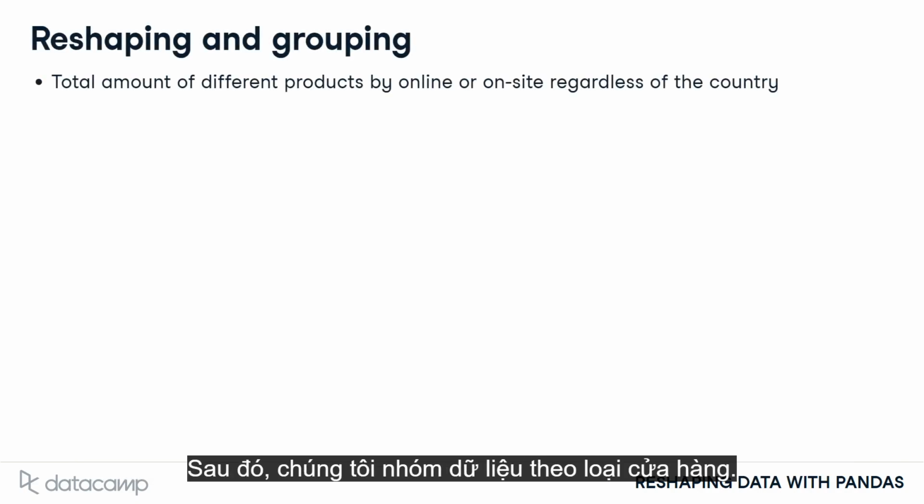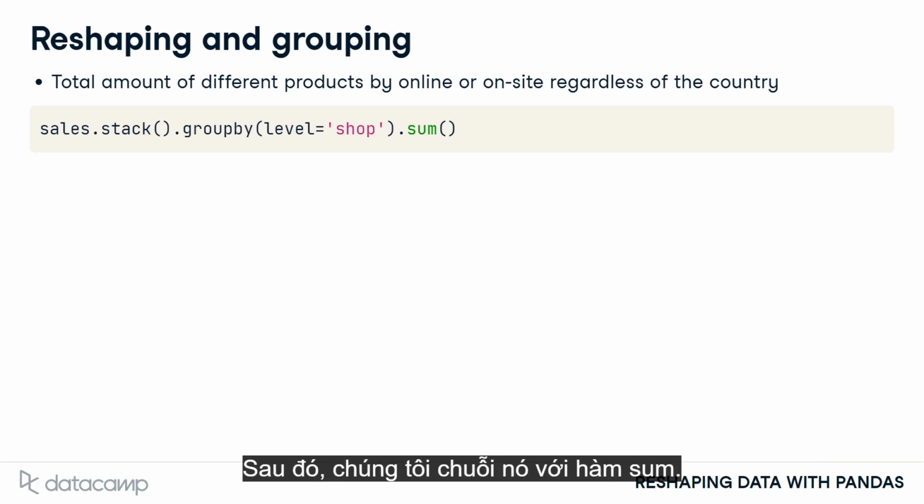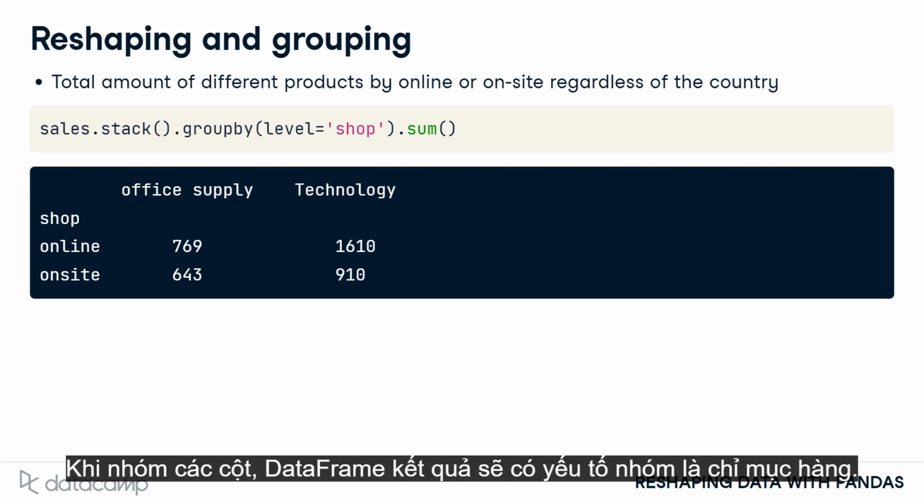After that, we group the data by the type of shop. We set the level parameter to the desired column name, shop. Then we chain it with the sum function. As a result, we will get the total amount of office supply or technology purchase online or on-site as shown.